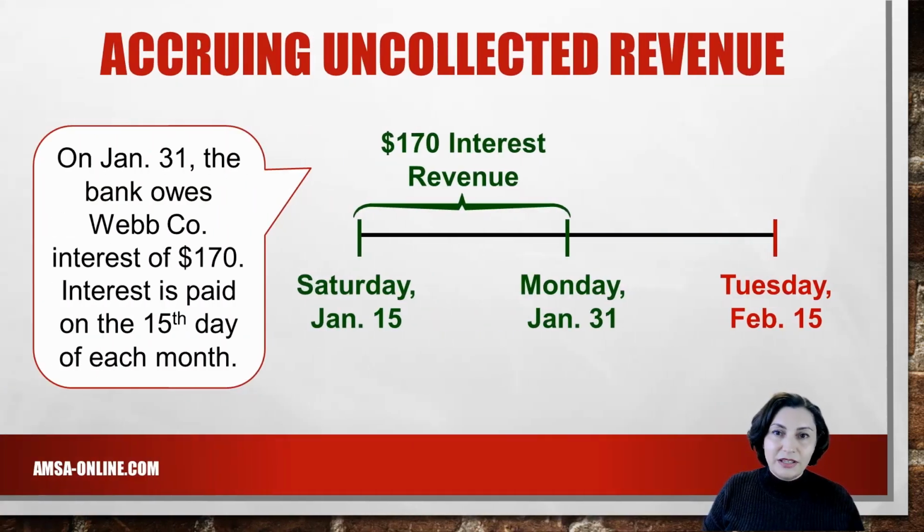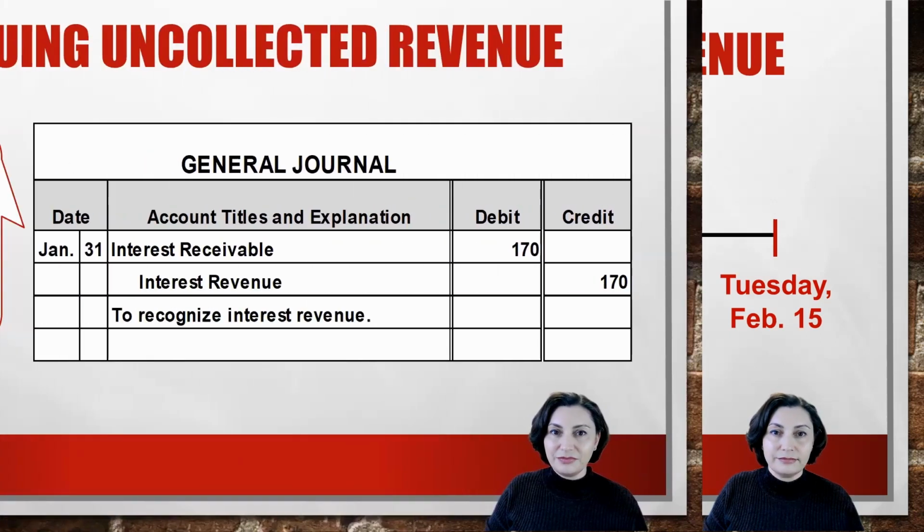Webb has deposited money at a bank in an interest-bearing account. Interest is paid by the bank on the 15th of each month. The end of Webb's accounting period falls on January 31st. From the 15th of January until the 31st, Webb earned $170 on its account at the bank. Let's make the adjusting entry to recognize the interest earned from January 15th to January 31st.